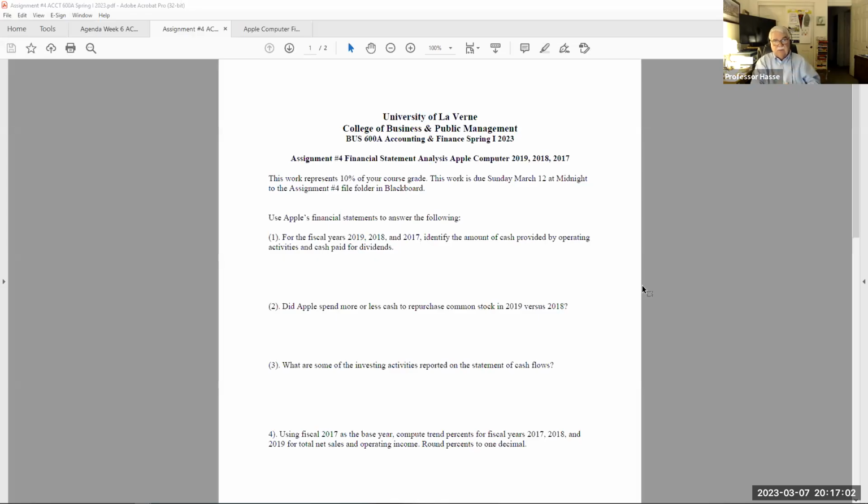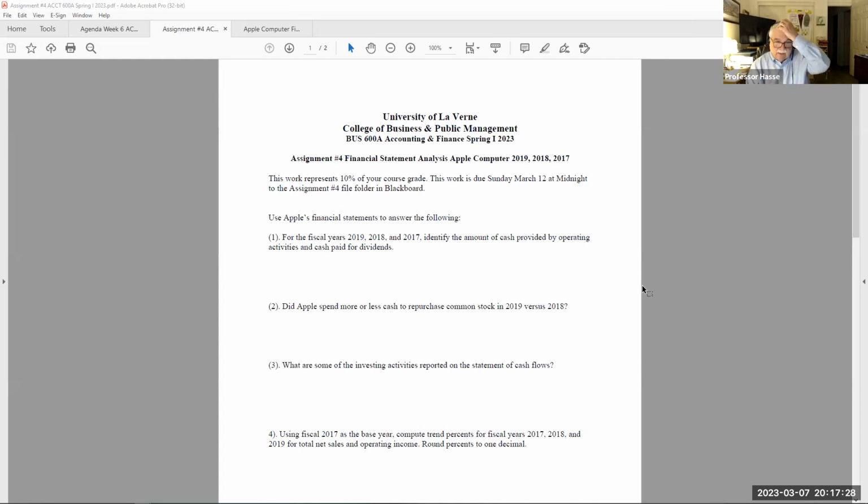Here is your assignment this week, assignment number 4, where I'm asking you specific questions about some financial statements that I provided for Apple Computer. It's basically beginning to review accounting information and what it tells us about a company. You're going to identify cash provided by operating activities and cash paid for dividends for 3 years for Apple.